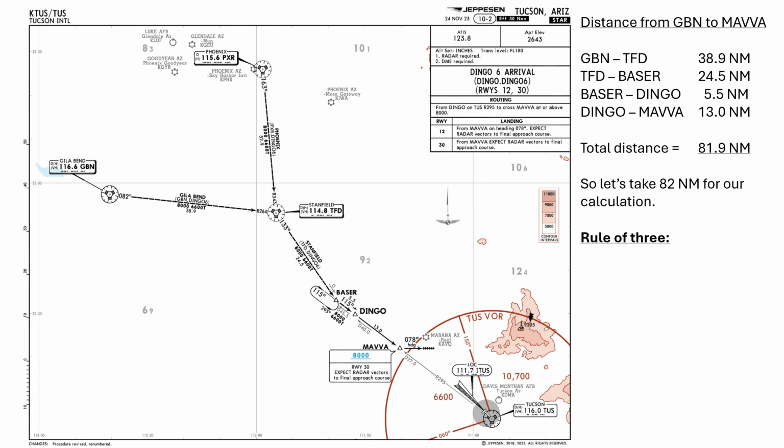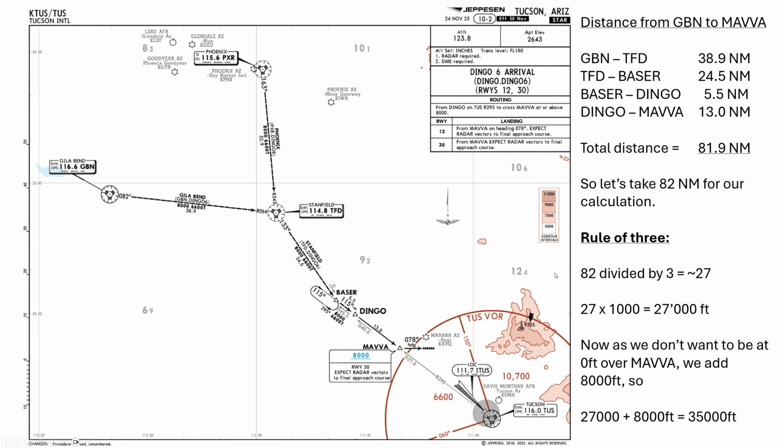Now we are going to use the rule of 3, and as you can see, it's very easy. You take 82, you divide it by 3, so it's around 27. So 27 times 1,000, so 27,000 feet. If we're at 27,000 feet here and we have a 3 degrees descent, we will end up at Mava at 0 feet. But we want to be at 8,000 feet. So we have to do one thing extra here: add 8,000 feet, or the target altitude, to the calculation. So basically you could start your flight at 35,000 feet at Gila Bend, and the aircraft will be able to do a 3 degrees descent to Mava.